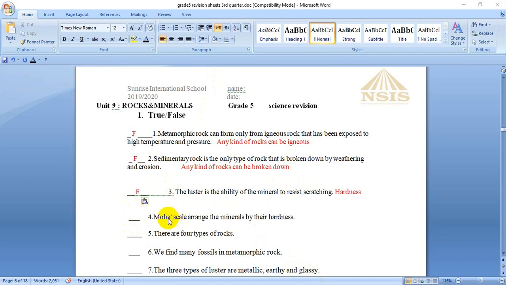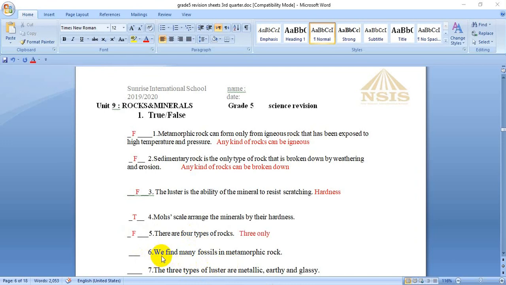Question 4. Mohs scale arranges the minerals by their hardness. The answer for this question will be true. Question 5. There are 4 types of rocks. The answer is false, because we have only 3 types of rocks: igneous, metamorphic, and sedimentary. So we write 3 types instead of 4.